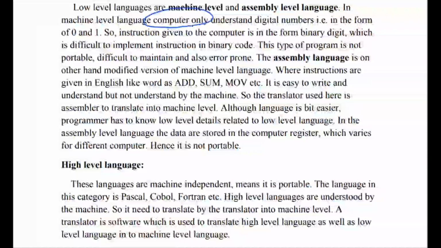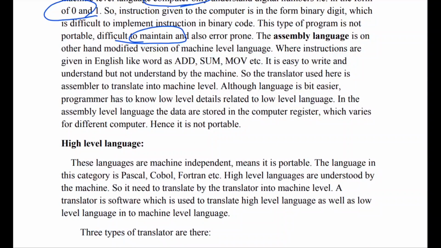In machine level language, the computer can only understand digits, that is, of the form 0s and 1s. So, instructions given to the computer are in the form of binary digits, which makes it difficult to implement instructions in binary code. This type of program is not portable. They are difficult to maintain and they are error prone.